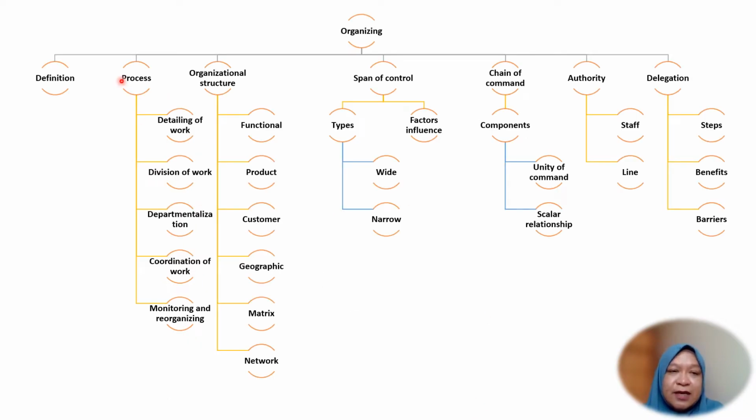Here we can see that we want to tackle the definition of organizing. For the process of organizing, there are 5 steps: the organizational structure or departmentalization, the span of control, chain of command, authority, and also delegation. For this video, we're going to cover until the organizational structure.